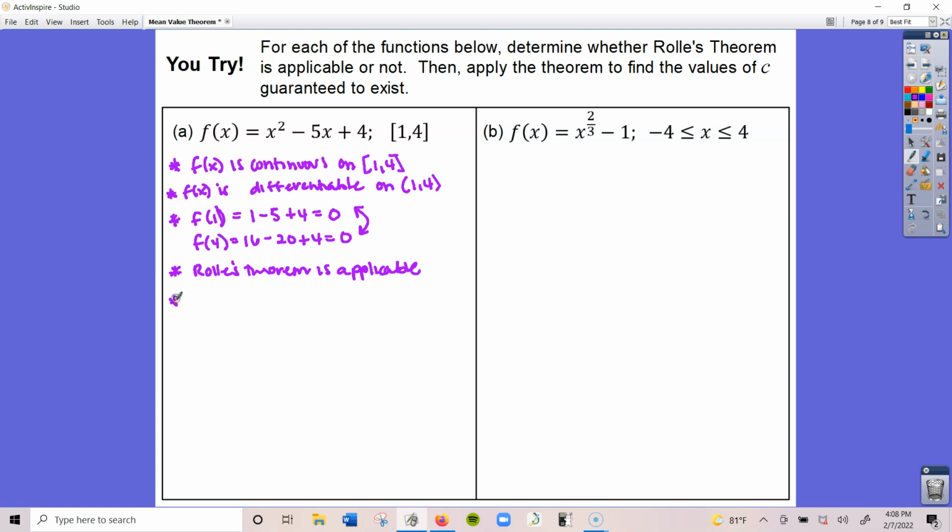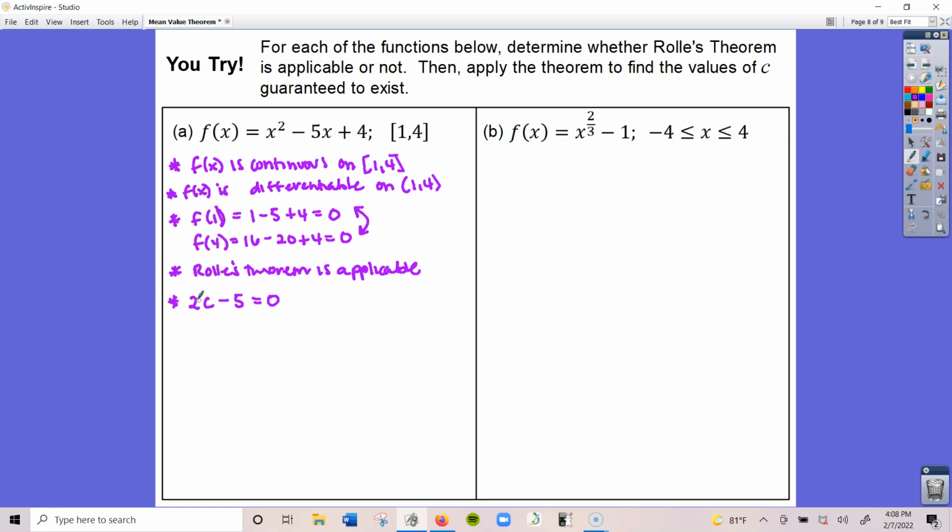From here, now we apply the theorem to solve for that value of c. I'm going to take my derivative, and as I take that derivative, I am going to replace my x's with c. So x squared is going to be 2c minus 5, and I'm going to make this equal to 0.